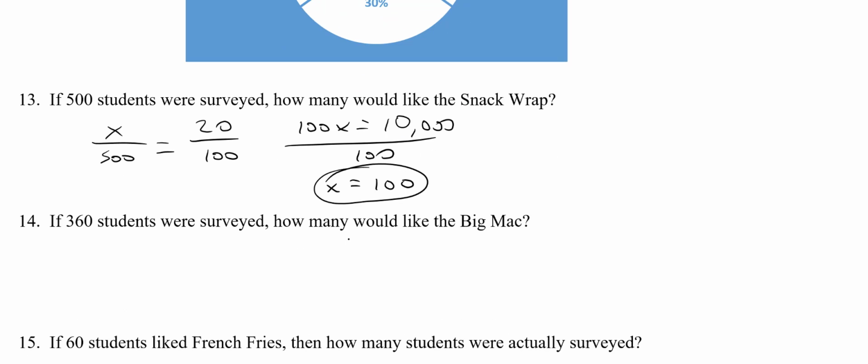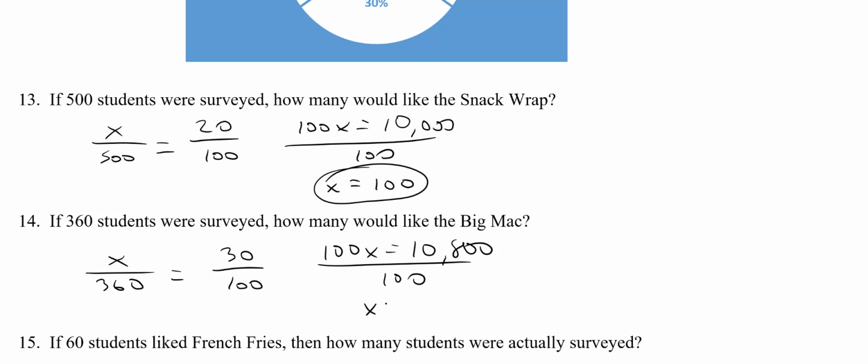Number 14. So again, I'm not going to cursor down, you have that in front of you. But if 300 students were surveyed, how many would like the Big Mac? Well, again, Big Mac is 30%, so 30 over 100. And 360 students were surveyed, and I'm going to know how many like the Big Mac, so that's on top. Okay? So you cross multiply, we get 100x is equal to 10,800. We divide by 100, x is equal to 108. So 108 students out of that 360 liked the Big Mac.